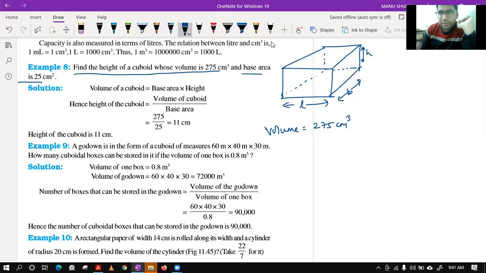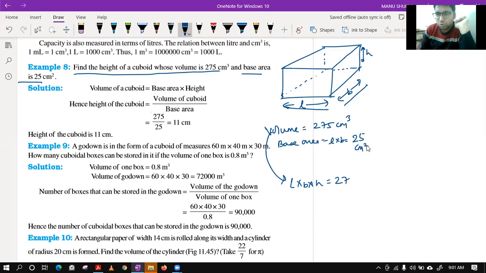Okay, you can see the base contains the length and the breadth. So you know the base area is actually what? Base area is actually L into B, and that is given to you as 25 centimeter square. Now they are asking for the height. So let's see. The first formula is L into B into H is equal to 275 centimeter cube.